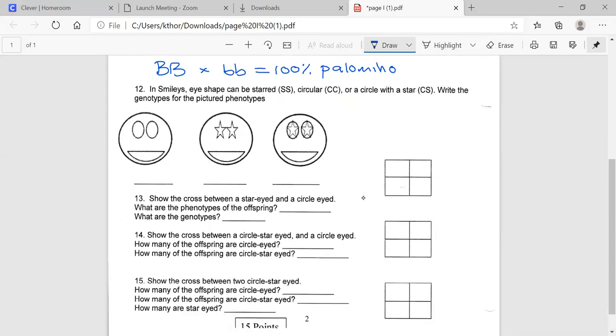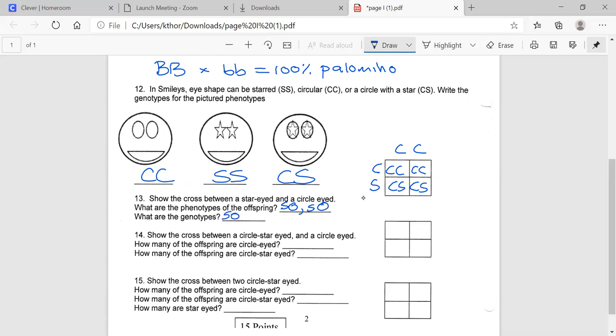Okay. Keep on moving. In Smileys, eye shape can be starred, homozygous S, circled, homozygous C, or circle with a star, heterozygous. Write the genotypes for the following pictured phenotypes. Circular, starred, circle star. Show the cross between a star-eyed and a circle-eyed. What are the phenotypes of the offspring? 50% circle, 50% circle star. What are the genotypes?